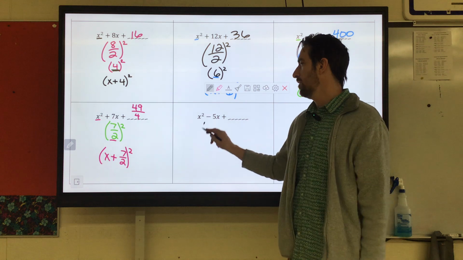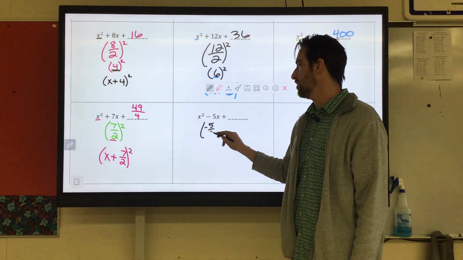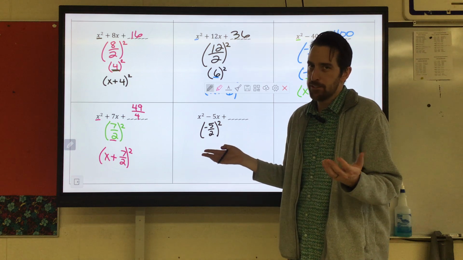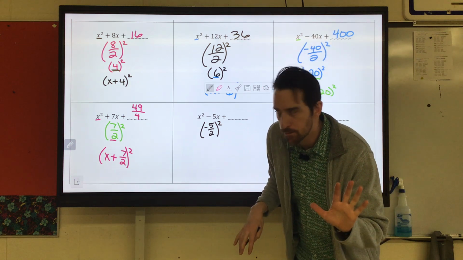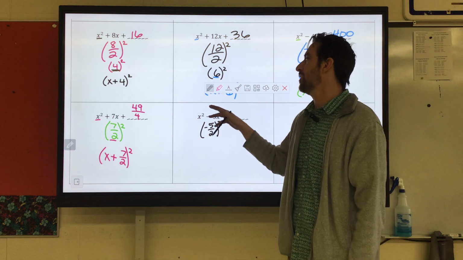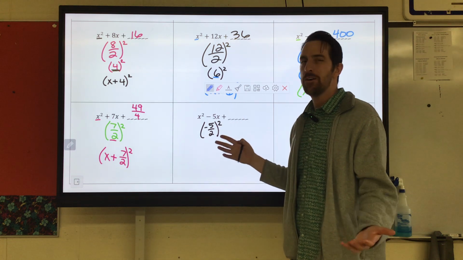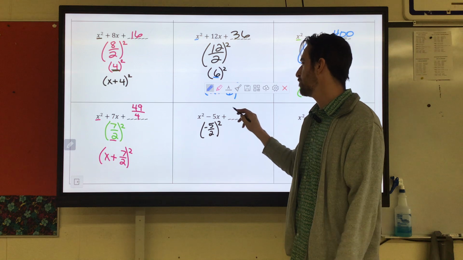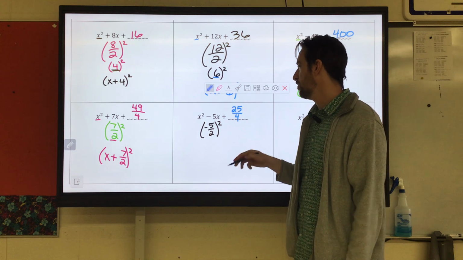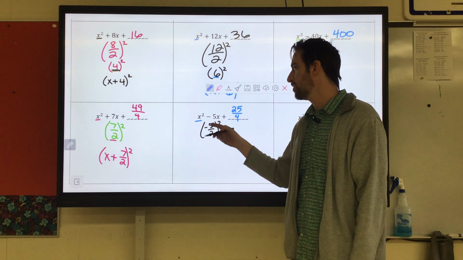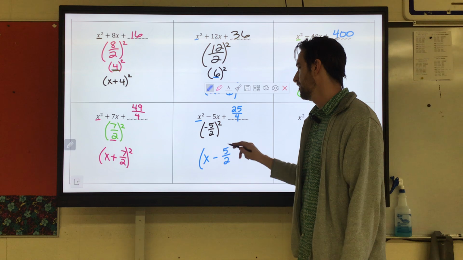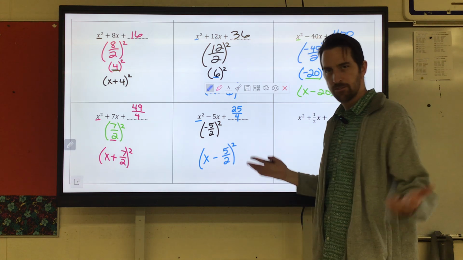Here, we're going to take our negative 5, divide it by 2, and then square it. You can't divide negative 5 by 2 unless you want the decimal, negative 2.5. We don't want it, though. We don't want no stinking decimal. So we'll just square it. Negative 5 times negative 5 is positive 25. 2 times 2 is 4. Writing it in factored form, x, and this was negative 5 halves, x minus 5 halves squared.